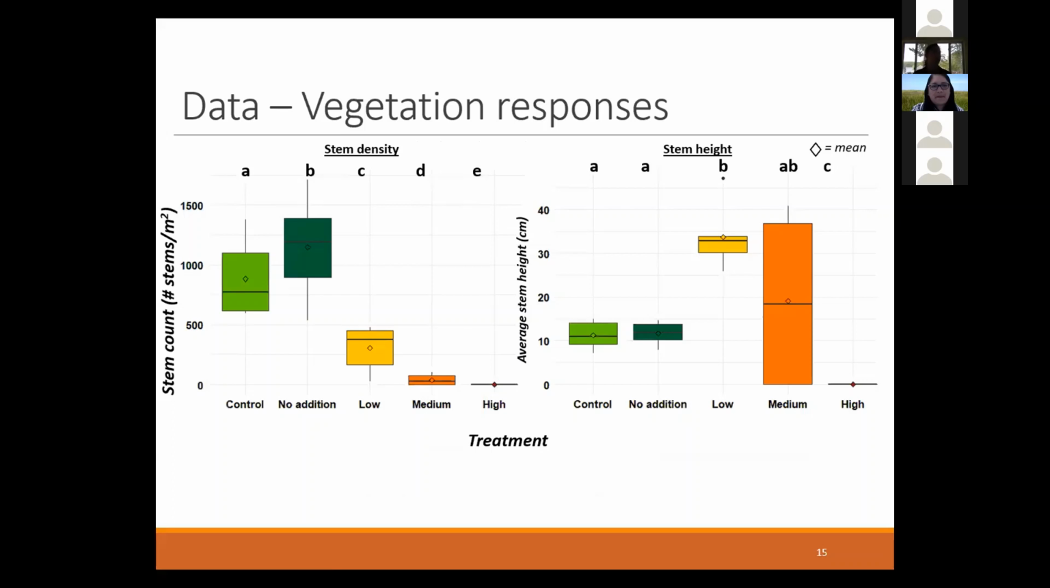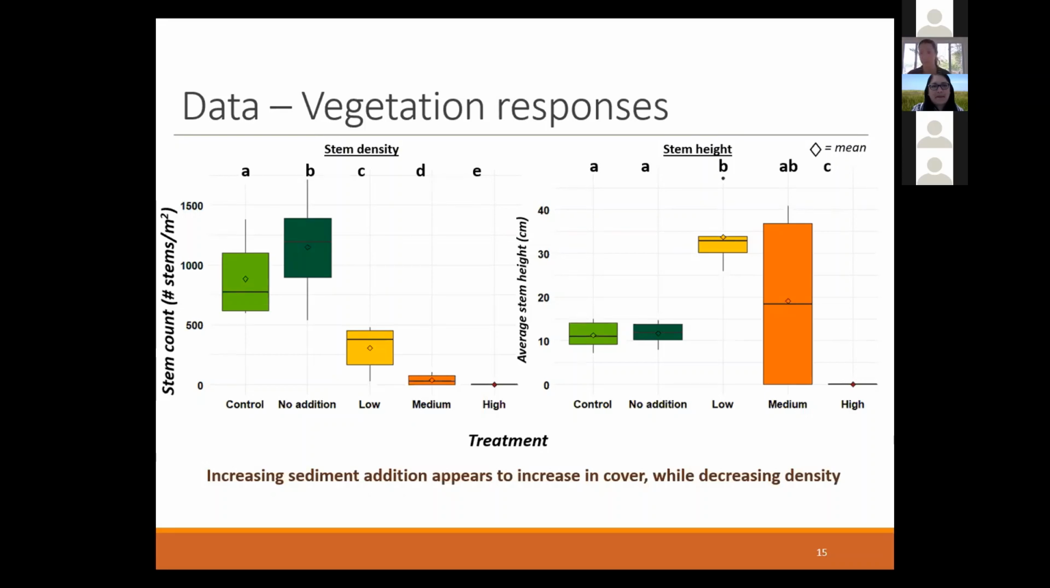So looking at both of them together, how does the effect of sediment addition affect stem density and height? Increasing sediment addition appeared to increase height while decreasing density. Specifically bringing your attention to the low treatment, where different letters denote statistical differences, the low treatment had a lower stem density and a higher stem height.